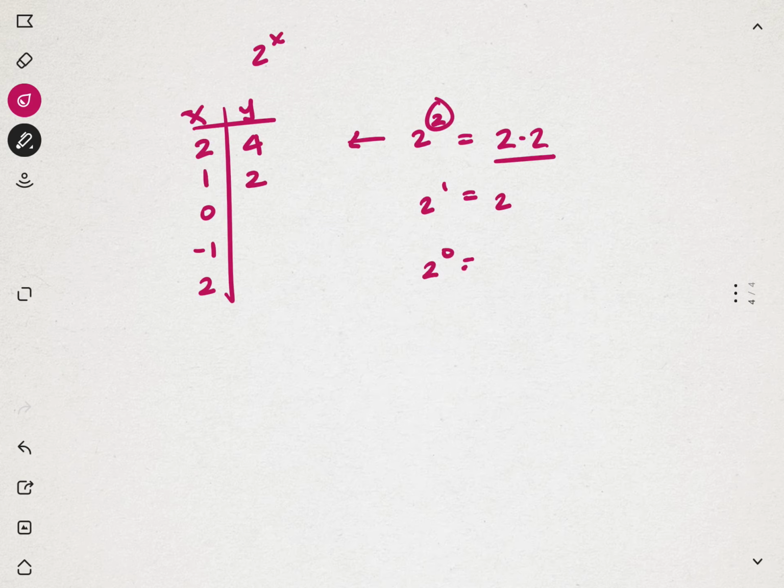Now, if we have anything to the 0 power, this is weird, but anything to the 0 power is going to be equal to 1. So remember that the multiplier, each time we go up one row, we times 2, right? So then 1 times 2 is going to give us 2. Anytime we have a negative power, the negative means to reciprocate.